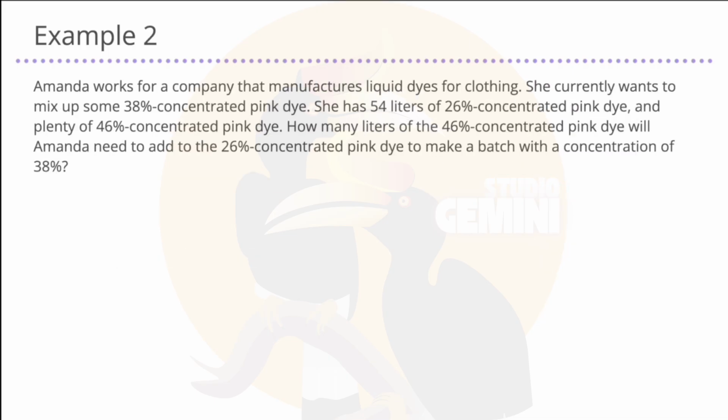Amanda works for a company that manufactures liquid dyes for clothing. She currently wants to mix up some 38% concentrated pink dye. She has 54 liters of 26% concentrated pink dye and plenty of 46% concentrated pink dye. How many liters of the 46% concentrated pink dye will Amanda need to add to the 26% concentrated pink dye to make a batch with a concentration of 38%?